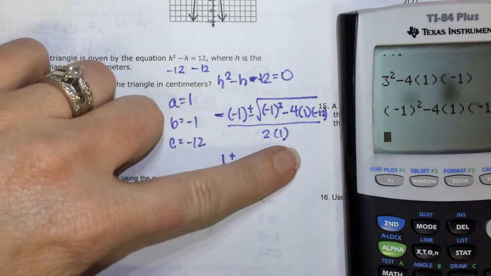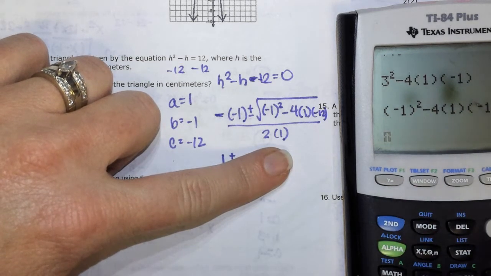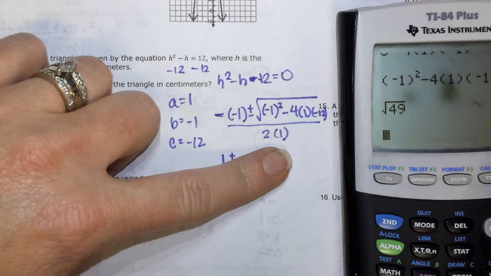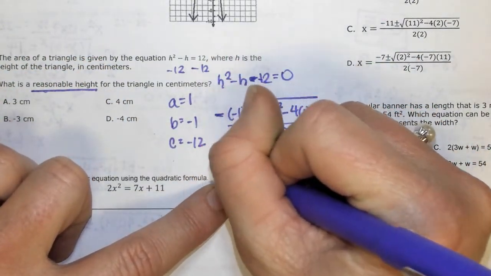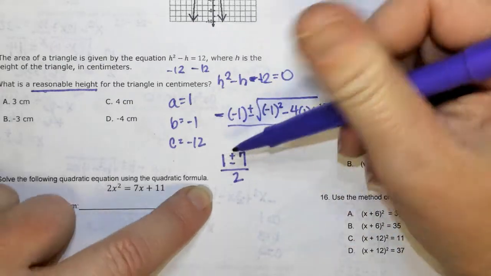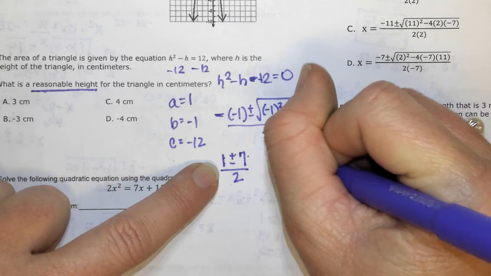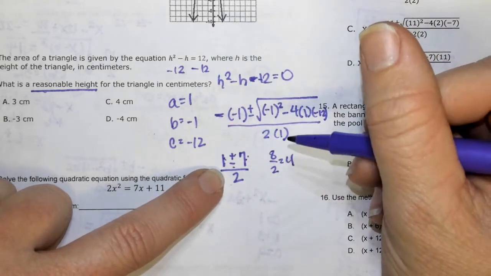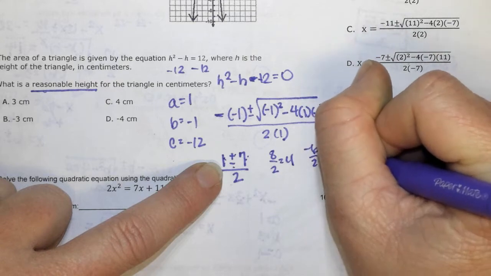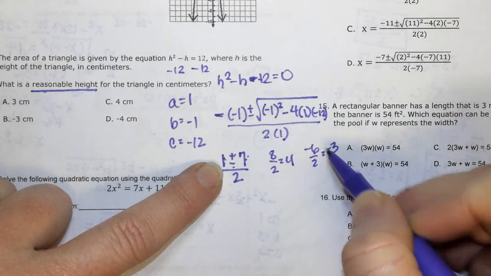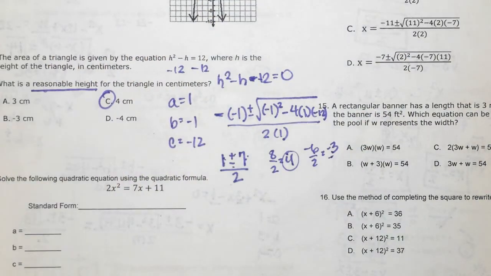And that is going to give me a value of 49. And 49 is a perfect square, so I can take the square root of it, which gives me 7. So I know this is going to be 1 plus or minus 7, all divided by 2. So now when I say 1 plus 7, I get 8 divided by 2, which gives me 4. And when I say 1 minus 7, I get -6 divided by 2, which gives me a -3. So again, I don't want a negative value, I want a positive one. So that means C is my correct answer.